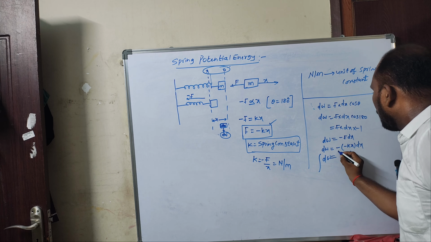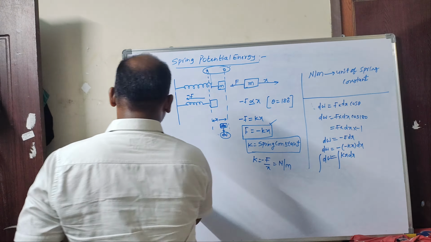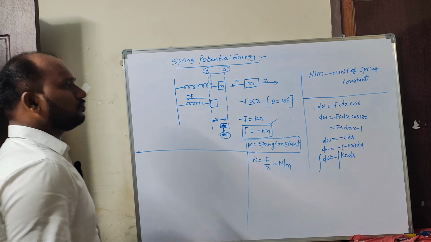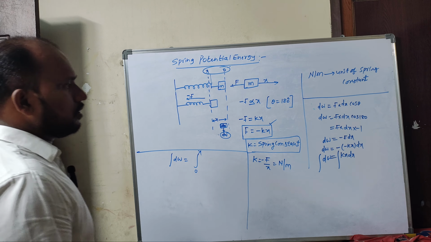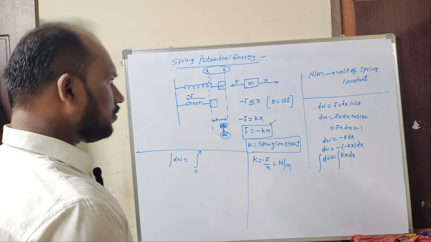Now we have to apply the integration on both sides. So I am applying integration on both sides. Now what will happen? So the integral of dw is equal to the integral of kx dx, with the limits sliding from 0 to x. So k is a constant, taken outside: k times the integral from 0 to x of x dx.